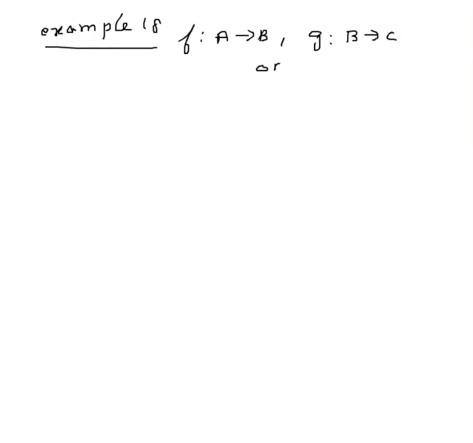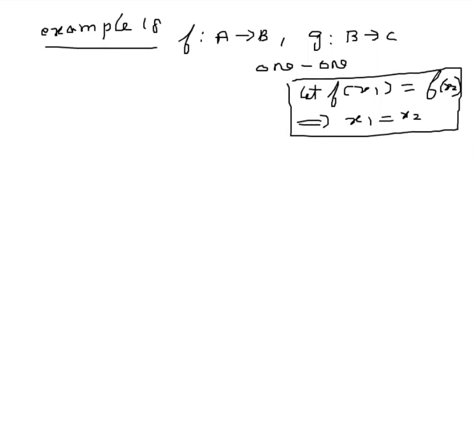Now we will do a few important example sums. See page number 13, example 18. Show that if F from A to B and G from B to C are 1-1 functions, then G composite F from A to C is also a 1-1 function. Okay, we know the definition of 1-1 function. We assume that F of x1 is equal to F of x2, and we have to get the result that x1 is equal to x2. Then we conclude that F is a 1-1 function. This is the method which we use.